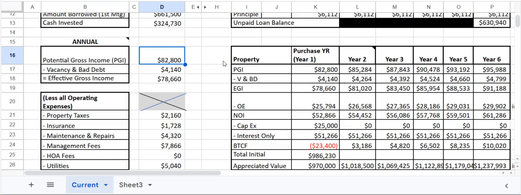Just wanted to provide an addendum on the last video that I uploaded, which was talking about gross rental income, potential gross income, etc. Because I know many of you had asked me, well, that's year one, which was, as you can see right here, as I scroll down, 78,660 as effective gross income. So that is your first year.